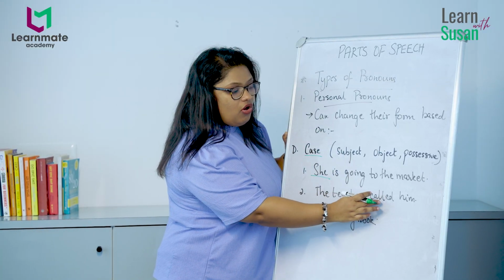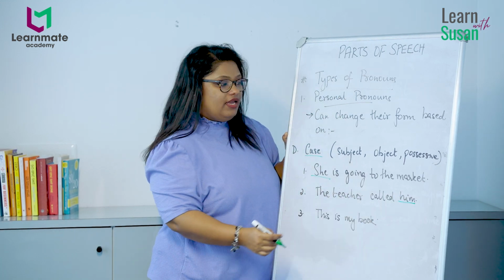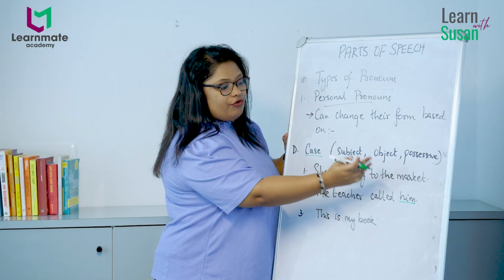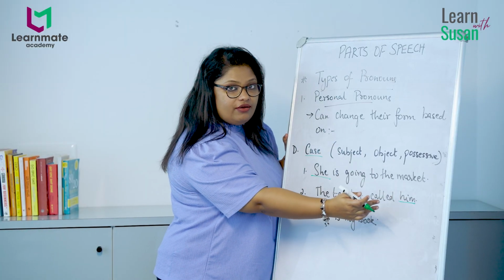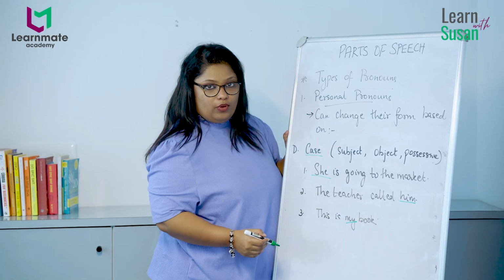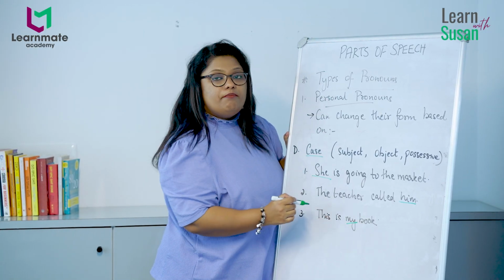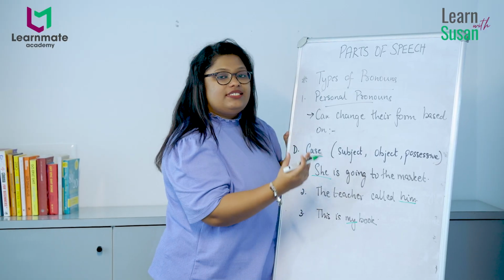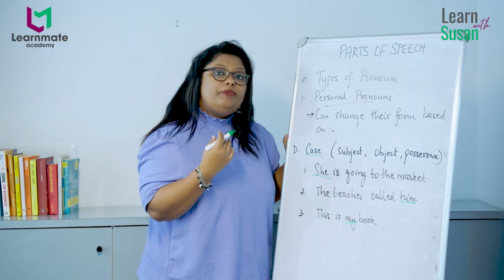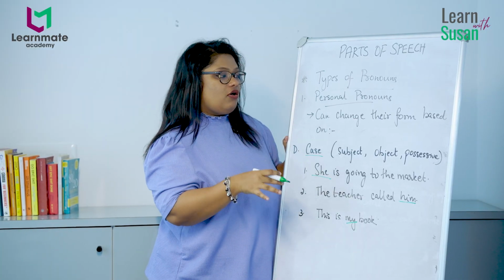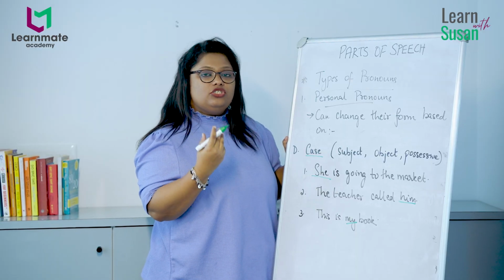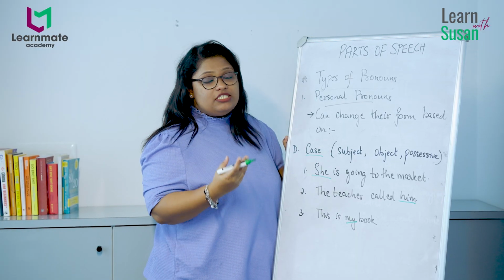The teacher called him. So him serves as the object of this particular sentence, and the pronoun that we use here is him. Now the last sentence, this is my book. So the word my refers to a possessive pronoun that is used in this sentence. So this is how we use personal pronouns based on different kinds of aspects like case, gender, first person, second person, third person.